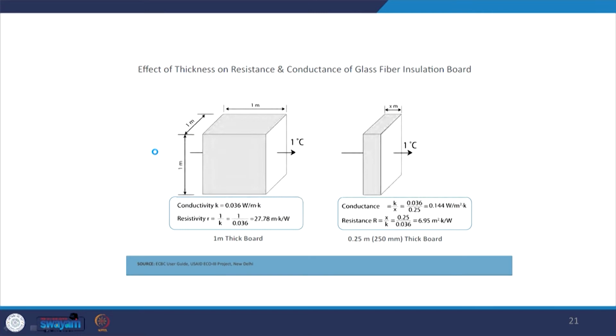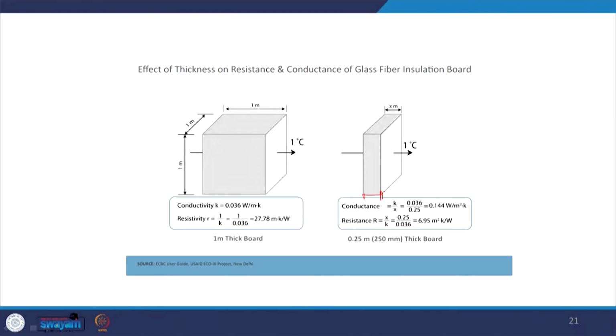If we look at the effect of thickness on the resistance and conductance or transmittance of a material, we can clearly see that as we reduce the thickness of a material, its conductance increases. So, instead of a unit material, say 1 meter, for which the conductivity was 0.036 watt per meter Kelvin, which is also the conductance in this case because D is 1, the thickness of this material is 1 meter, 1 unit.